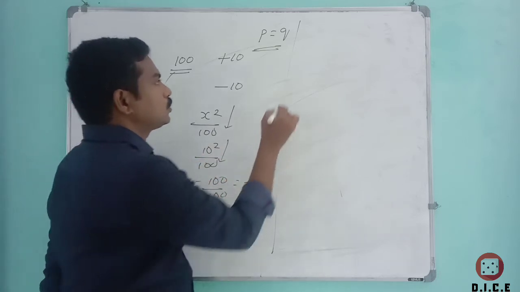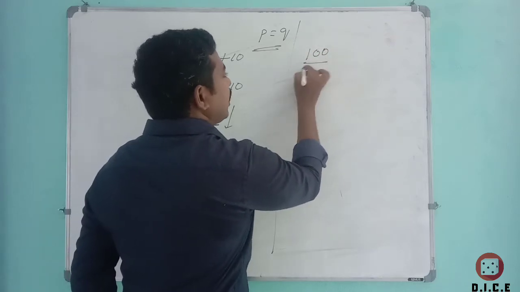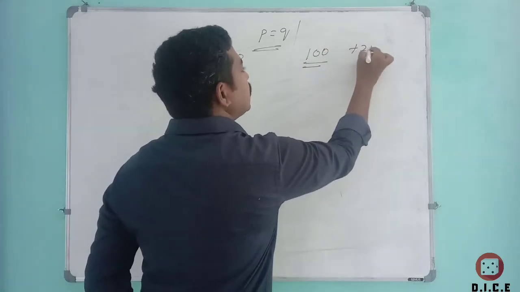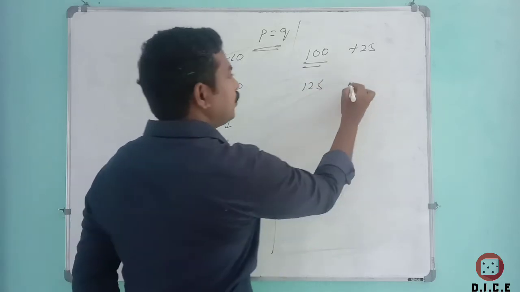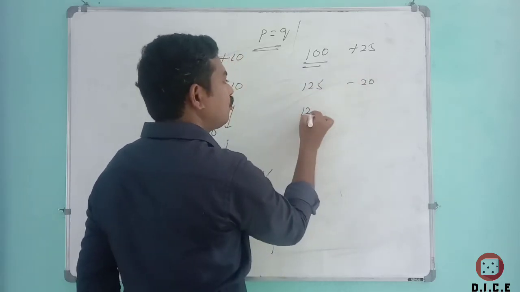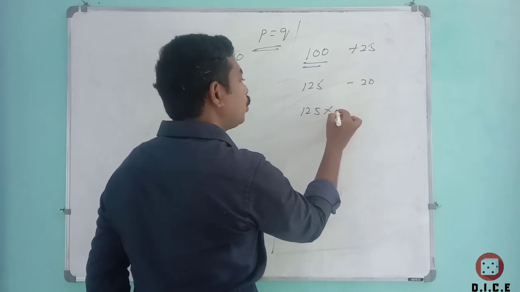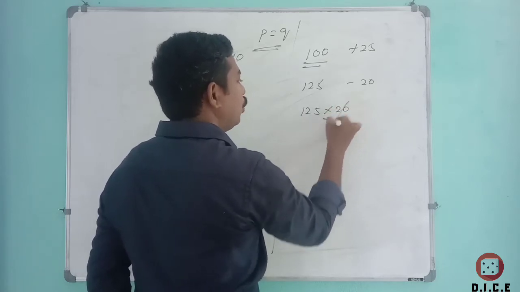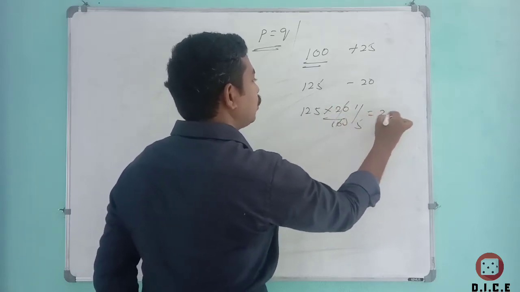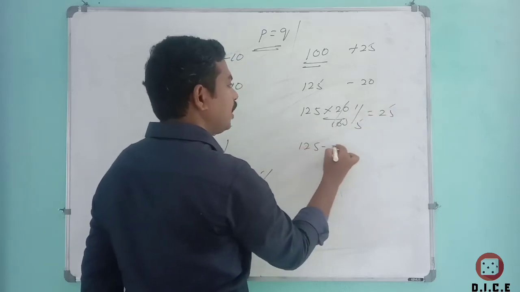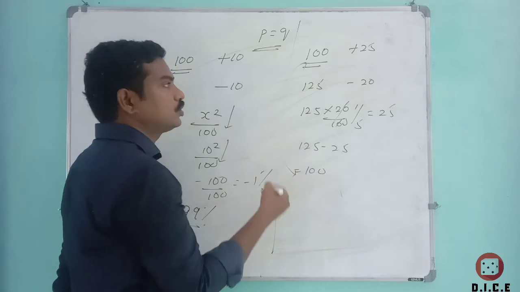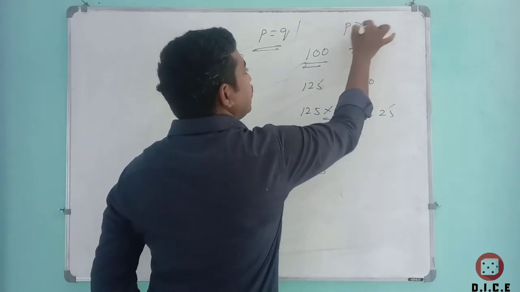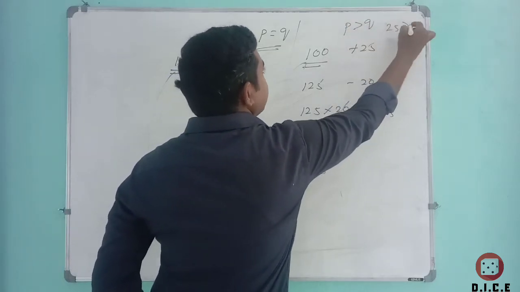Now let us check it here also. Let us consider the original figure as 100. If we add 25% to 100, that will be 125. If you take away 20% of 125, what is 20% of 125? That is nothing but 25. Simply 125 minus 25 is nothing but 100. 100 again. When this case is solved, there is P greater than Q because 25 is greater than 20.